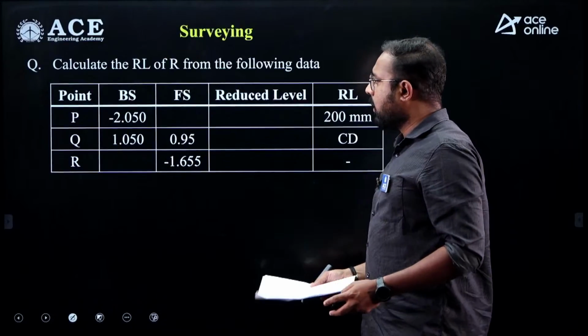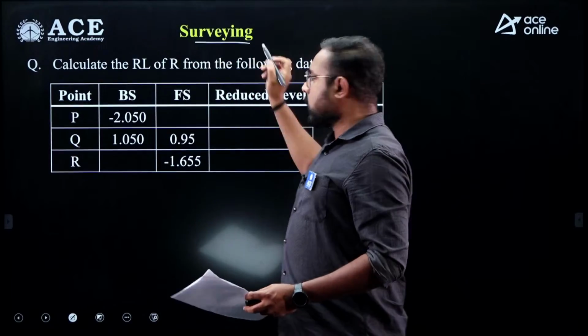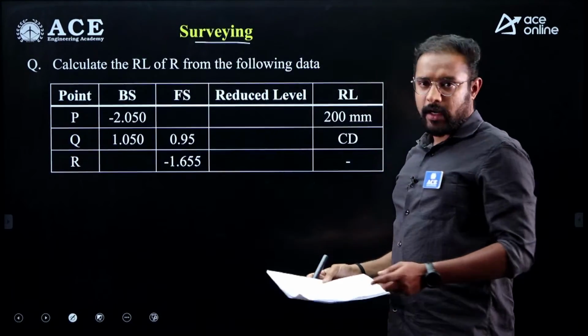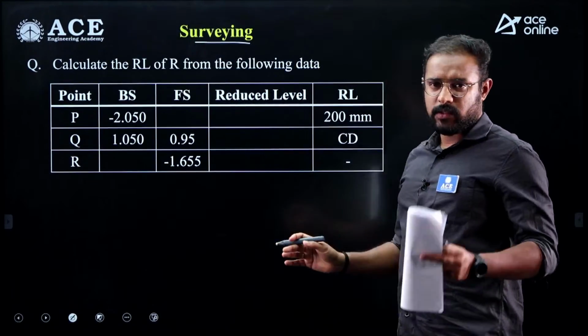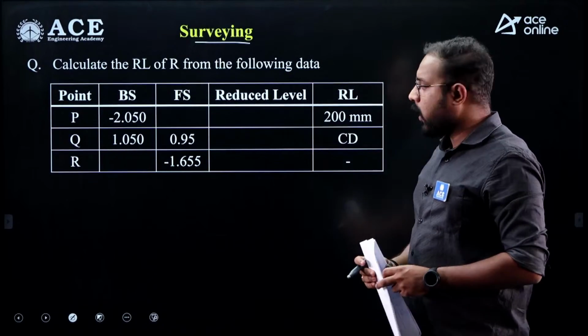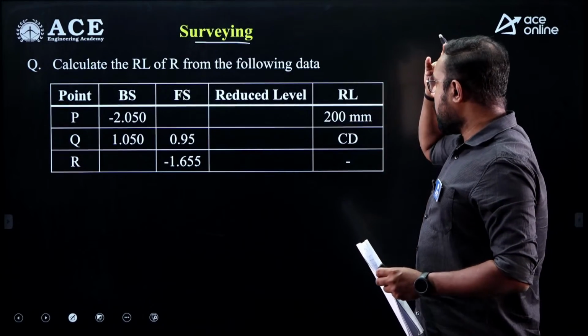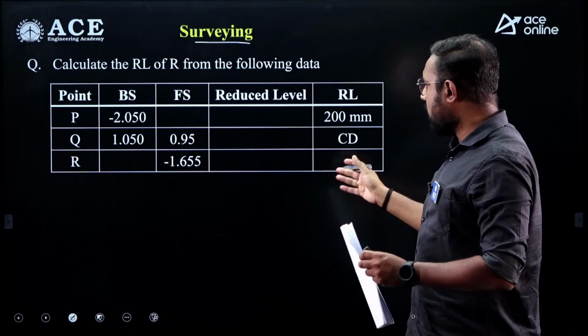Okay, next we'll talk about questions from surveying. We got around 5 questions. Total weightage was around 8 marks, but 5 questions we got. Look at this: the reduced level of R from the following observation is dash.